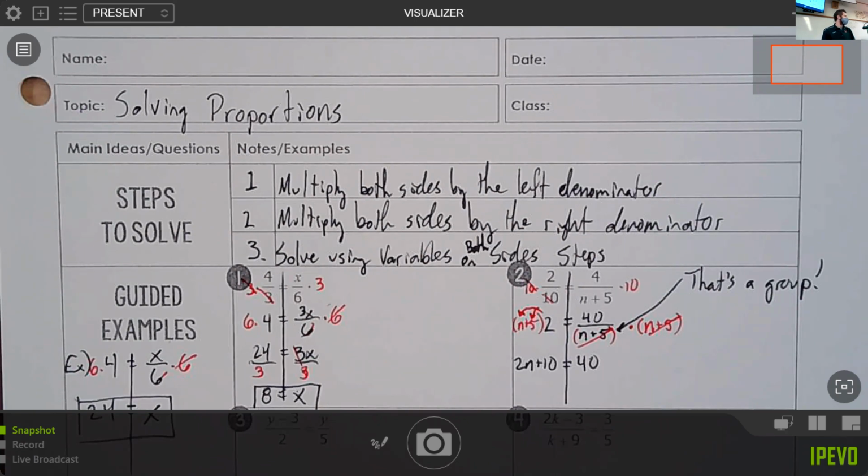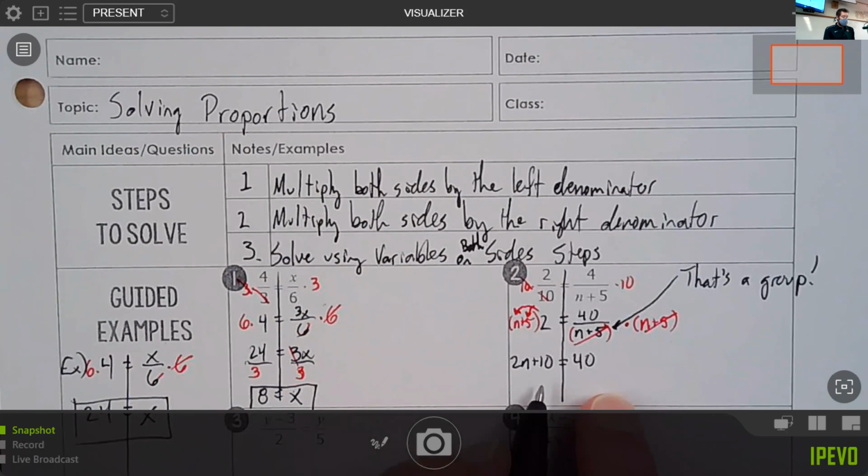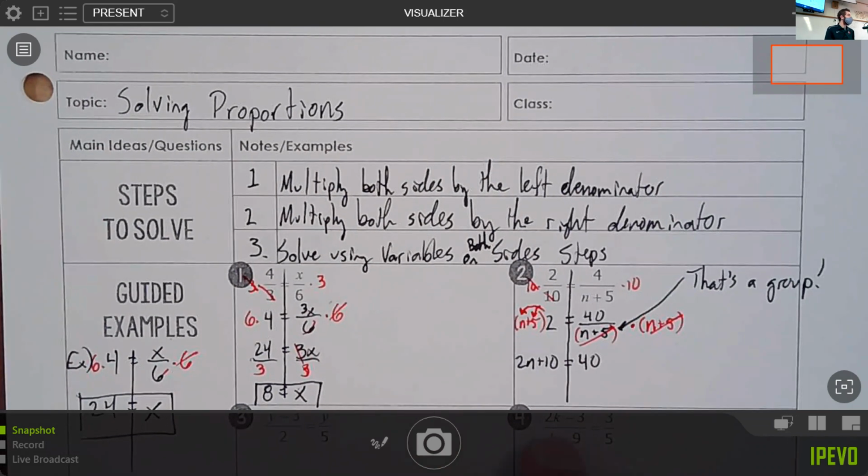So we're clearing out the denominators so we can just deal with regular numbers, basically. So now we've distributed, there's no like terms to combine. We've got everything with a variable on one side of the equation already. So now we just have to finish solving. So what's our next step here? Solving for n. What are we going to do?